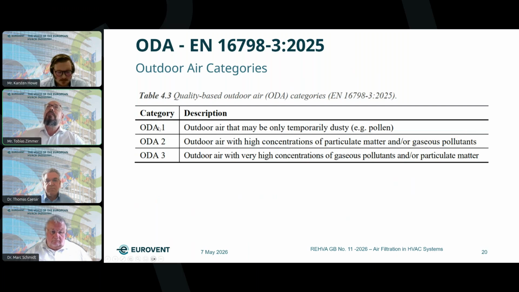So we have the classification qualitatively. ODA 1 means basically the air is clean, so you are below the WHO limits. ODA 2, it's polluted up to 50% above the limits, and ODA 3, pollution more than 50% above the limits.